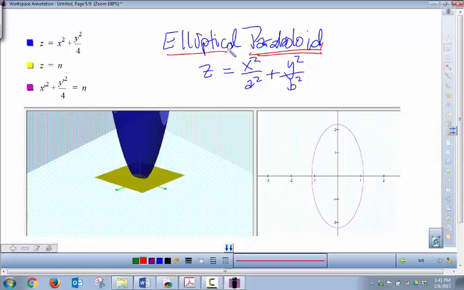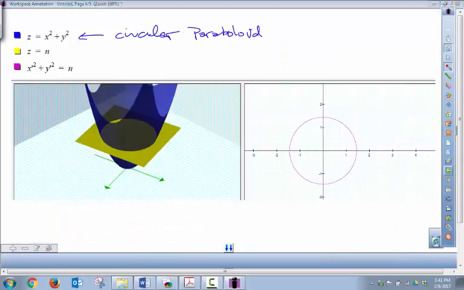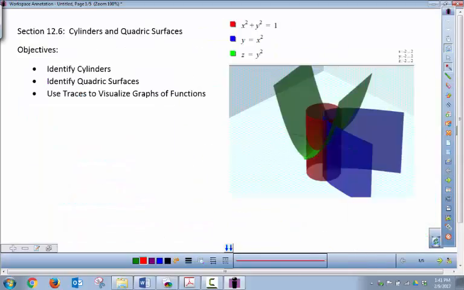Elliptical is an adjective that describes the cuts that you make on this surface. So your cuts result in ellipses, so this is called an elliptical paraboloid. Let's go back to the cylinders. These are all cylinders. One of them is a circular cylinder.